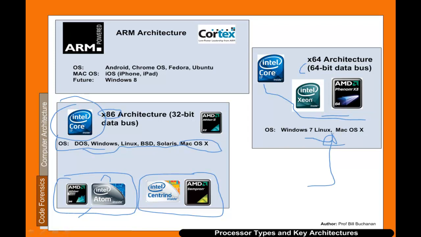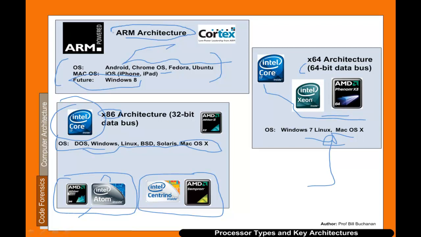An increasing amount of devices actually use the ARM architecture. So ARM licensed the technology to chip manufacturers such as Samsung, who produce the chips, and then they are used in a wide range of devices. So we're now seeing it in Android, Chrome OS, Fedora, Ubuntu, and many more. It's used within Apple iOS, such as in the iPhone and the iPad, and it's likely that the next release of Windows, Windows 8, will support the ARM architecture.